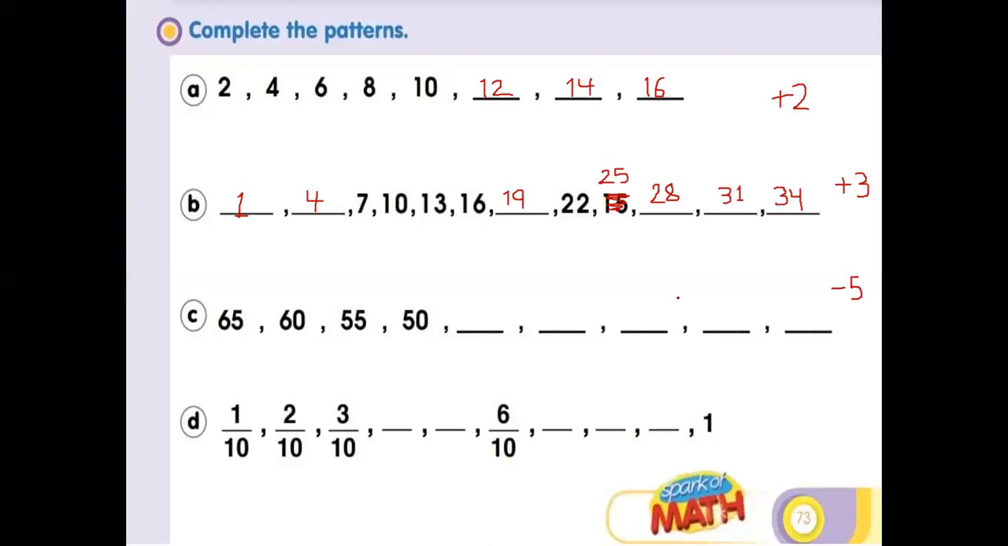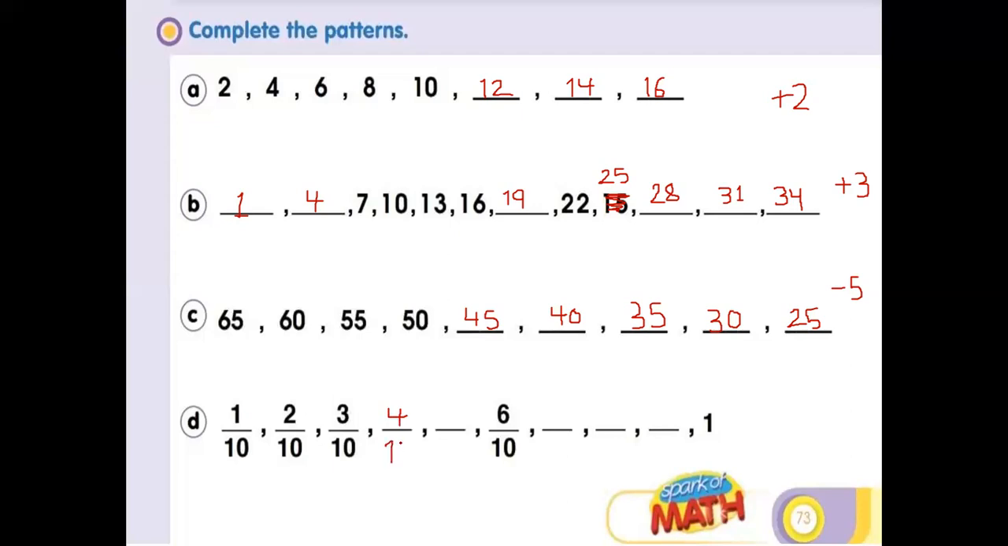Okay, 65, 60, 55, 50. Yes, in each time, what do we do? We subtract 5, so minus 5. So the next number is 45. Then 40, then 35 minus 5, 30 minus 5, 25.